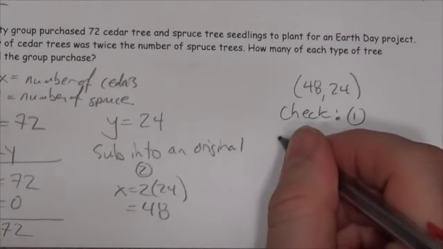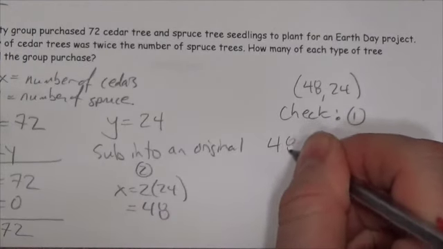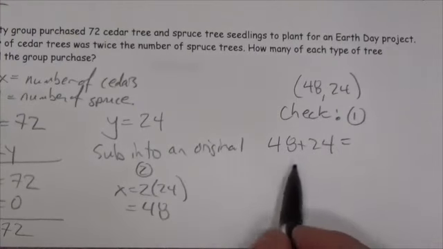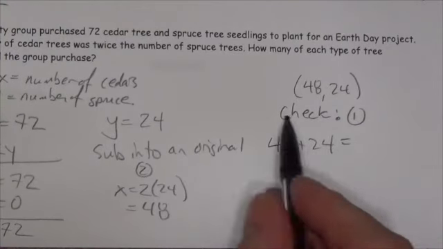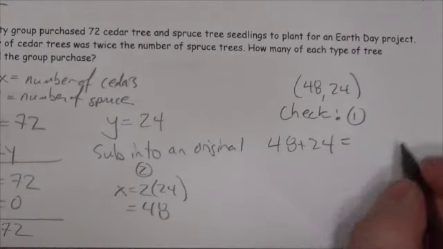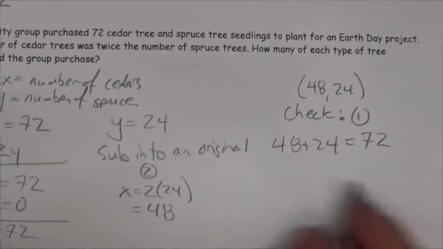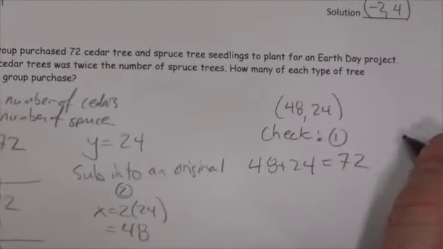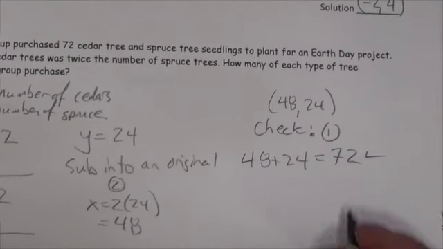So let's see here. That's got to be 48 plus 24. Let's see what this is equal to. So 8 and 4, 12, carry the 1, 4, 2 is 6. With that extra 1, 72. And that is, in fact, the number that I was expecting. So that is the correct answer.